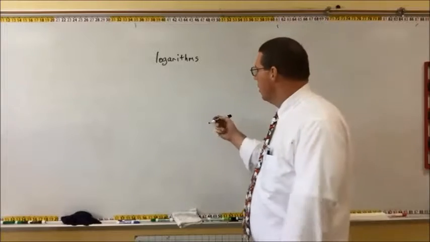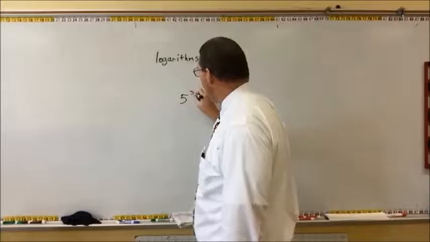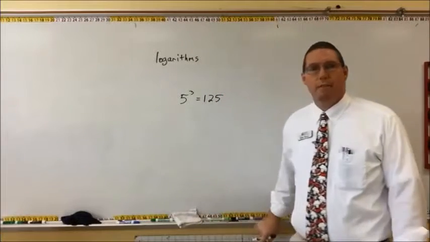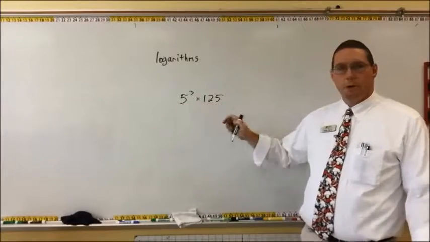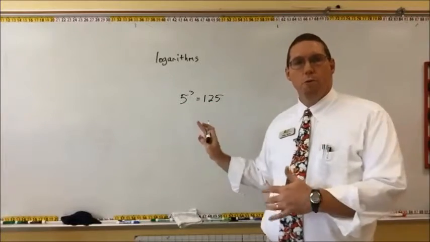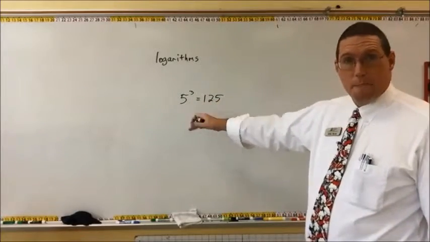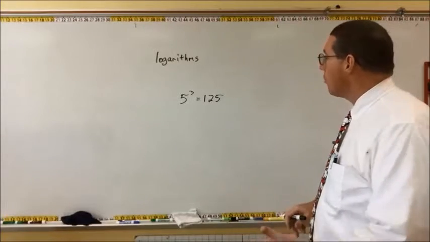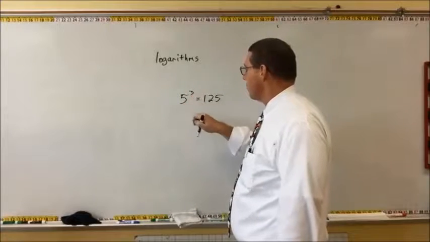For example, let's say that we know that 5 to the third power is equal to 125. Okay, so 5 times 5 times 5 is equal to 125. If you understand this, if you get this, then you can definitely understand logarithms. Logarithms are basically just another way of expressing this relationship.